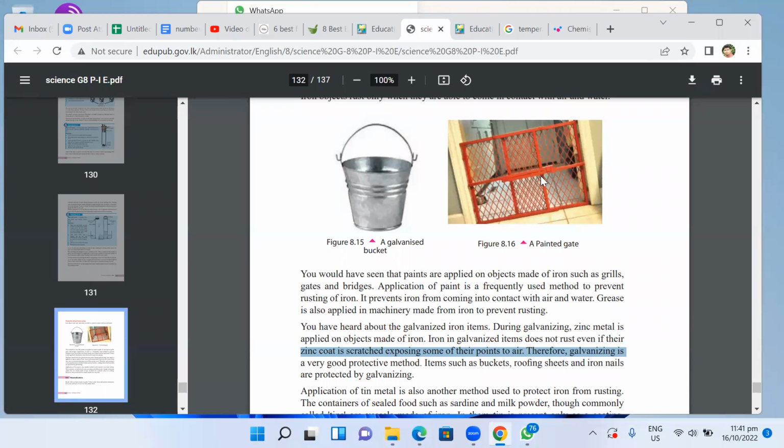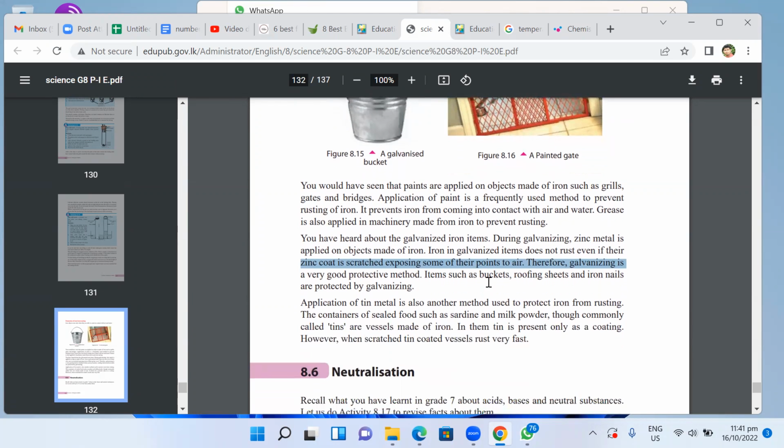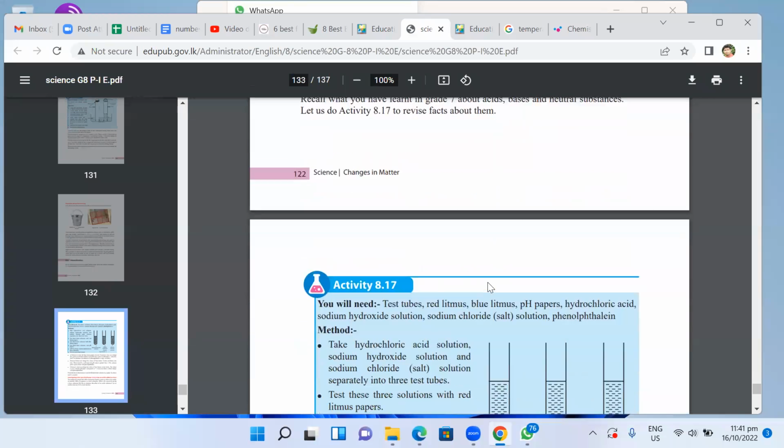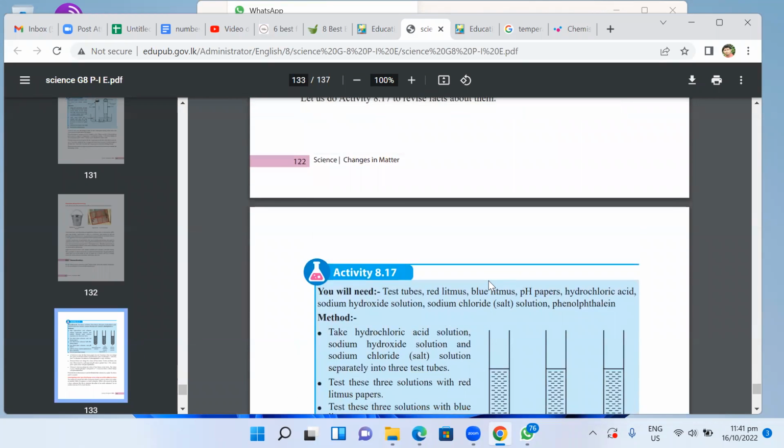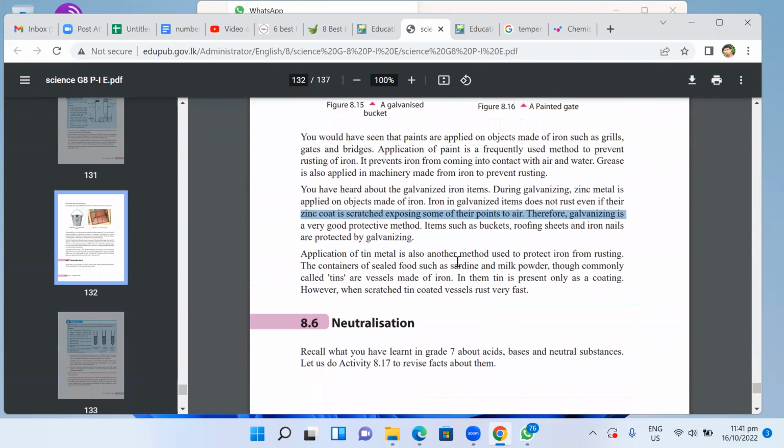Very simple thing. Painting also works, right? You can paint, you can galvanize with zinc, or you can use tin, the metal tin. That is the third thing.